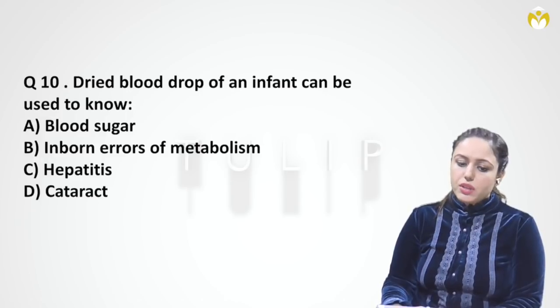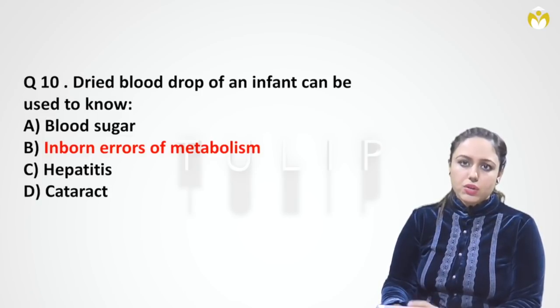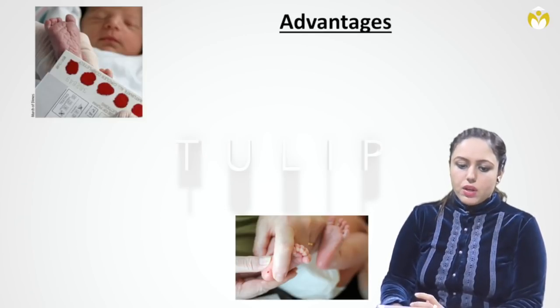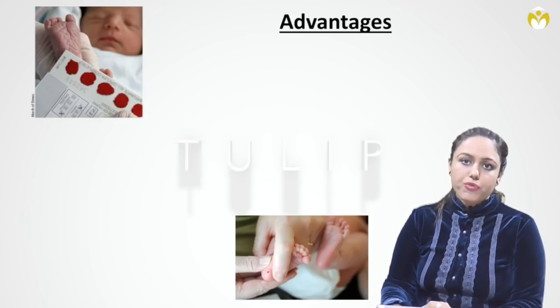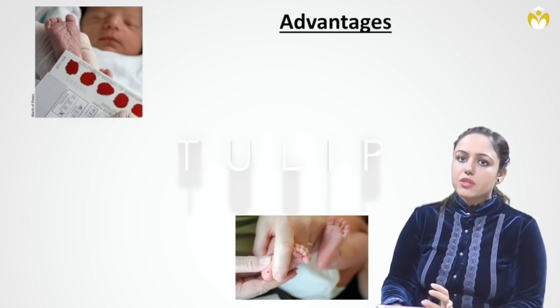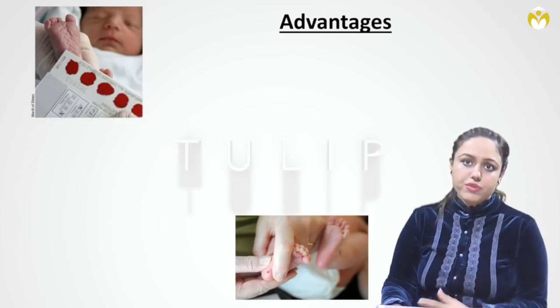Last question, question number 10. Dried blood drop of an infant can be used to know: the answer is inborn errors of metabolism. This technique has been used for the last 8-10 years. You must have heard of Guthrie's card. Guthrie's cards are for phenylketonuria. A blood spot from the heel of the newborn is taken on filter paper, and then the filter paper is allowed to air dry for some time, and these samples can be preserved for years.